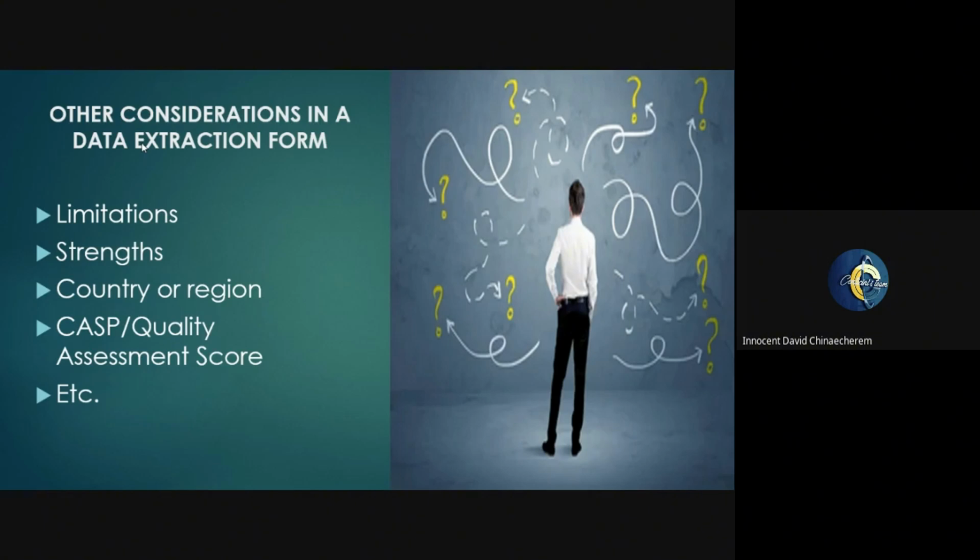We also said that some other considerations in a data extraction form could sometimes be the limitations and strengths. Some of these things are actually reported in the individual papers, so it's necessary for you to capture them, right? And the country or region, depending on the question, the CASP quality score sometimes, and others too.